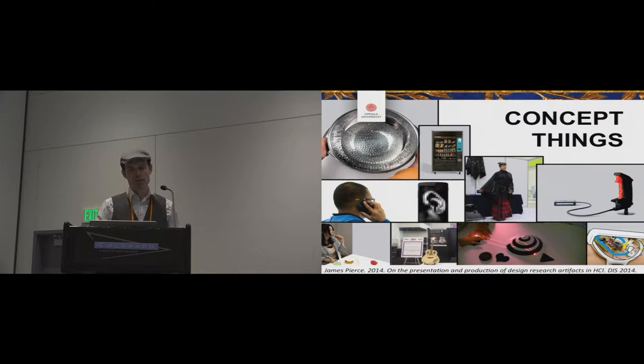Stolterman introduced the term ultimate particulars to describe these individual design examples. In interaction design, ultimate particulars are seen as embodying knowledge. And to present this intermediate level knowledge, this has often been presented as a concept plus examples related to that concept. And this combination of ultimate particulars and the concept is referred to by James Pierce as concept things.